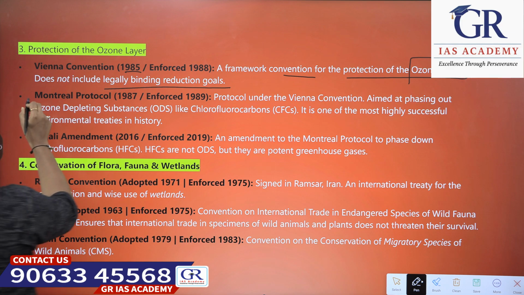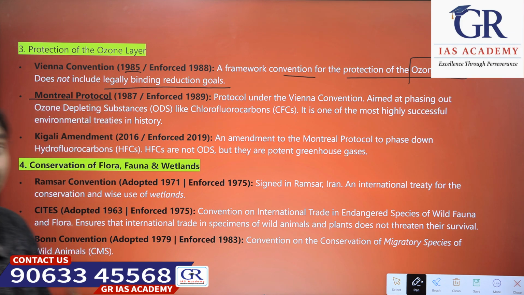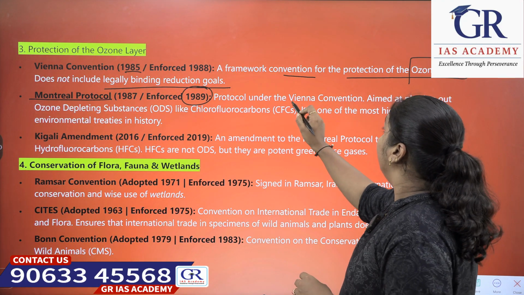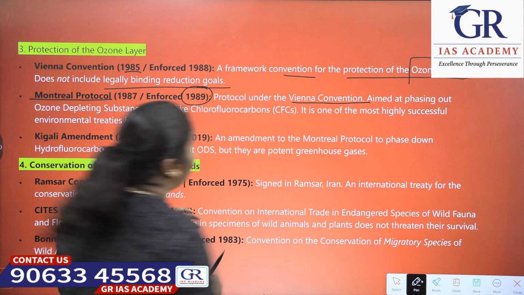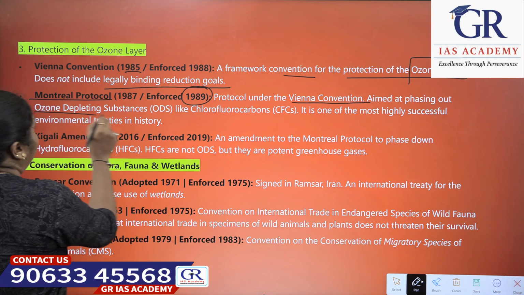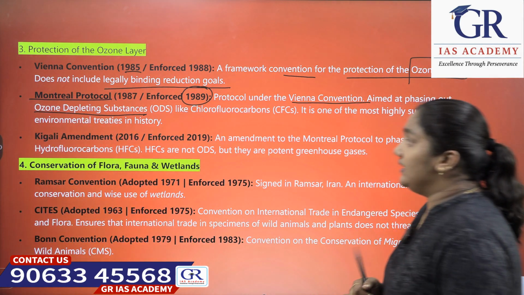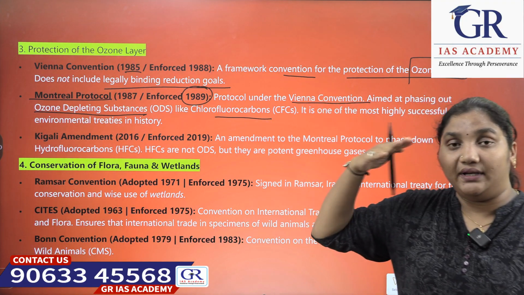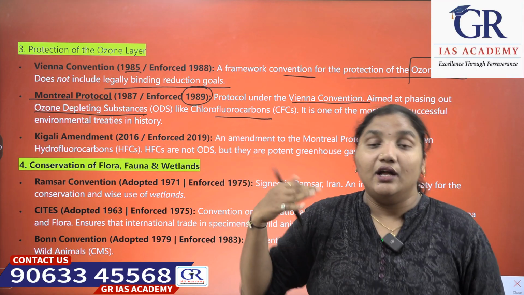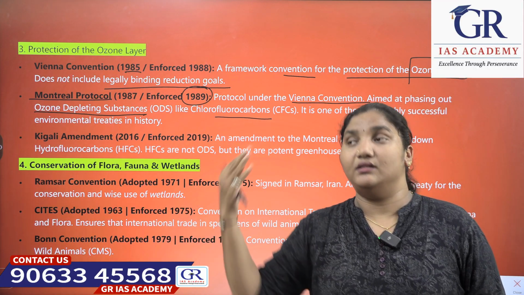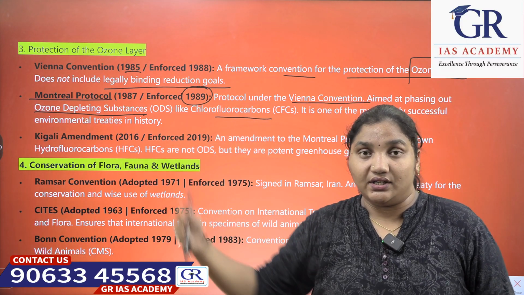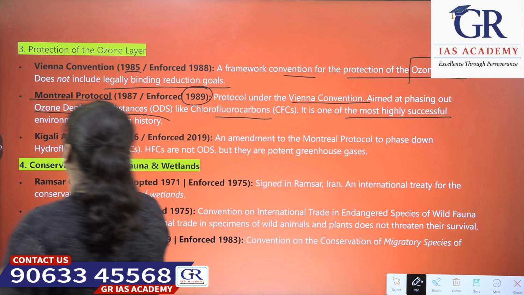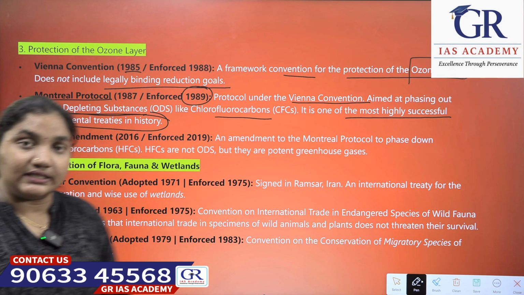Next is the Montreal Protocol, which was adopted in 1987 and came into force in 1989. This protocol is under the Vienna Convention, and it is aimed at phasing out ozone depleting substances like chlorofluorocarbons. The main destroying agent for the ozone layer is chlorofluorocarbons, which are basically emitted from vehicles, ACs, refrigerators and all. It is one of the most successful environmental treaties in history.